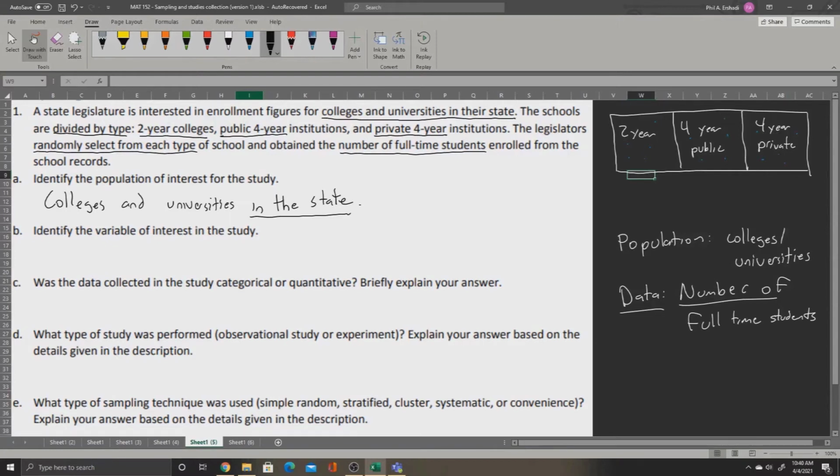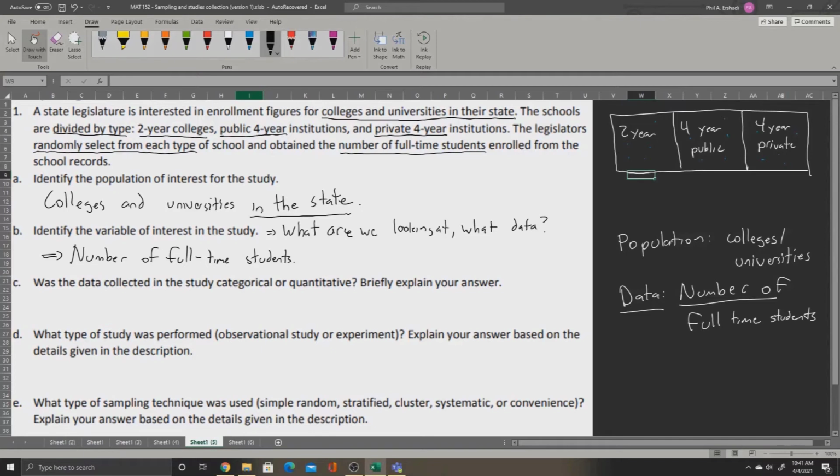Part B asks us to identify the variable of interest in the study. We have to ask the question, what are we looking at? And what data are we gathering? In line 3, let's remind ourselves we have obtained the number of full-time students. So we know what population we're gathering from and the item we're trying to gather.